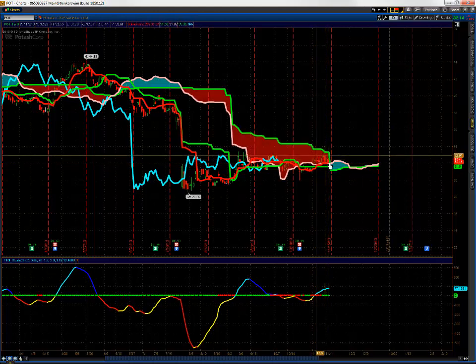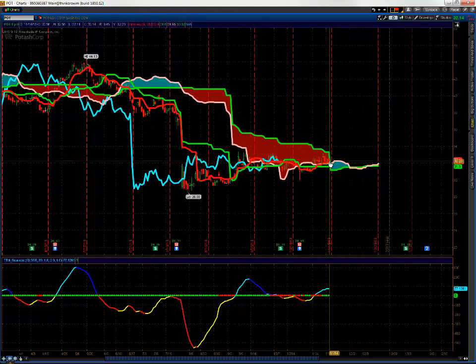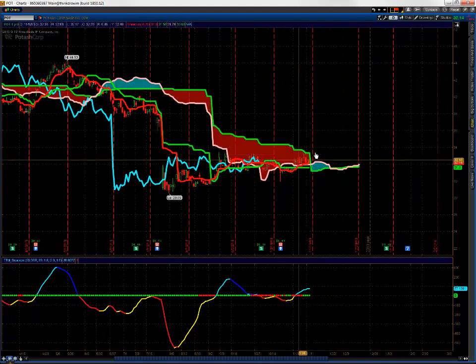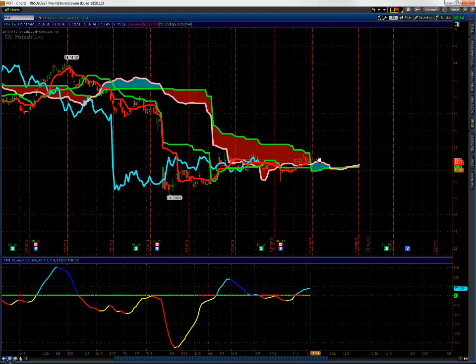It's in neutral territory here. It is trading above the 9 and the 26. It's trading exactly where it was trading 26 periods ago, and the future cloud is neutral. So this is as neutral as it can get. All right, next stock, one person, go, stock.